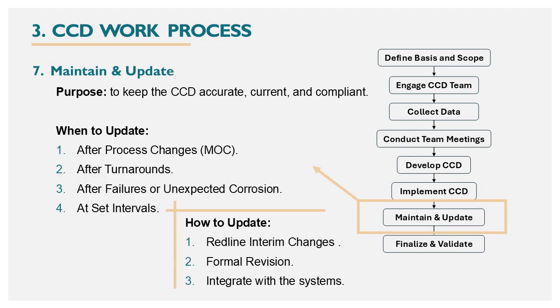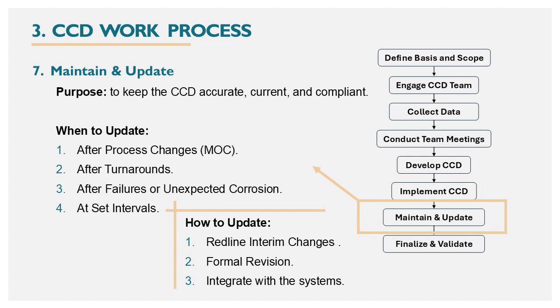Work process number 7 is maintain and update. The purpose of this activity is to keep the CCD accurate, current, and compliant by updating it after changes, inspections, or incidents, and integrating updates into site systems. When is it required to update the CCD? Number 1 is after process changes or MOC: any change in feedstock, operating conditions, or equipment. Example: higher TAN crude, increased reactor temperature.